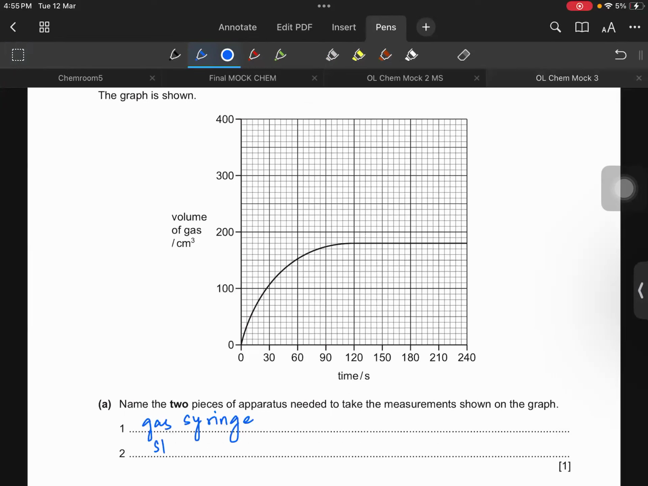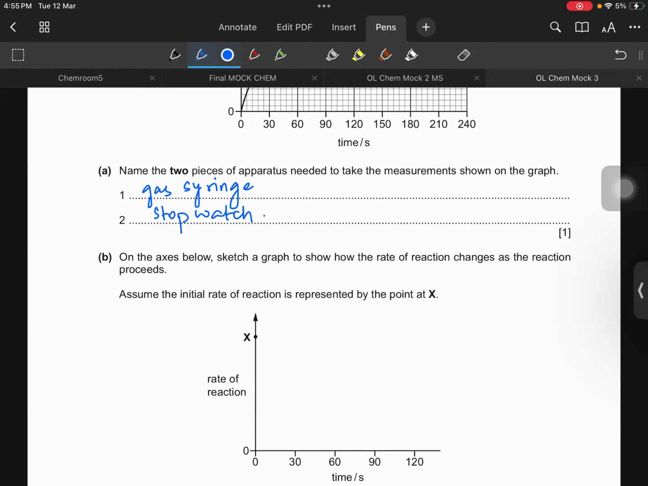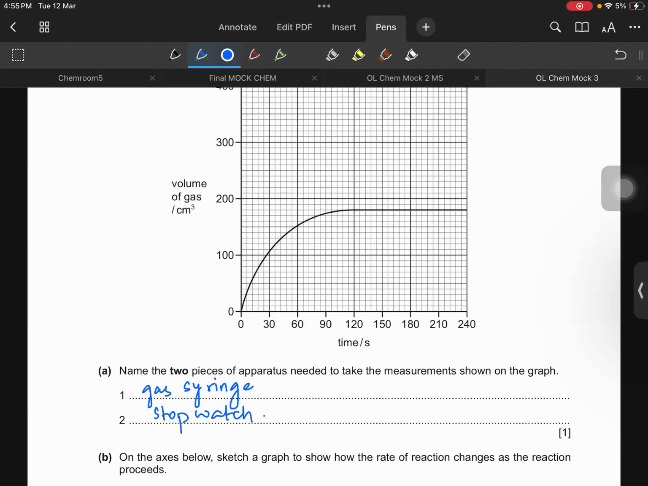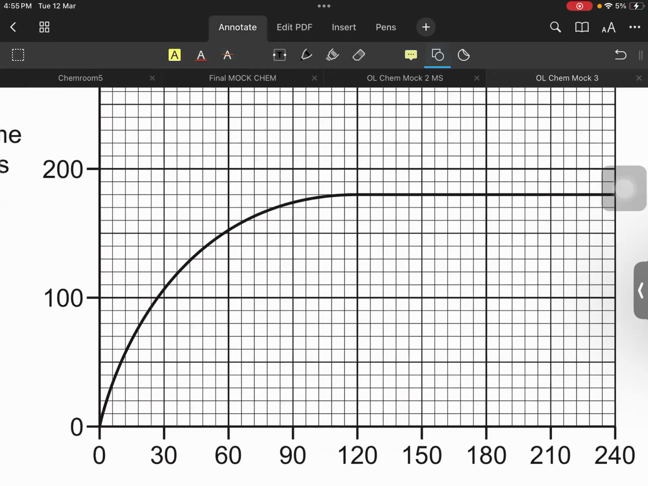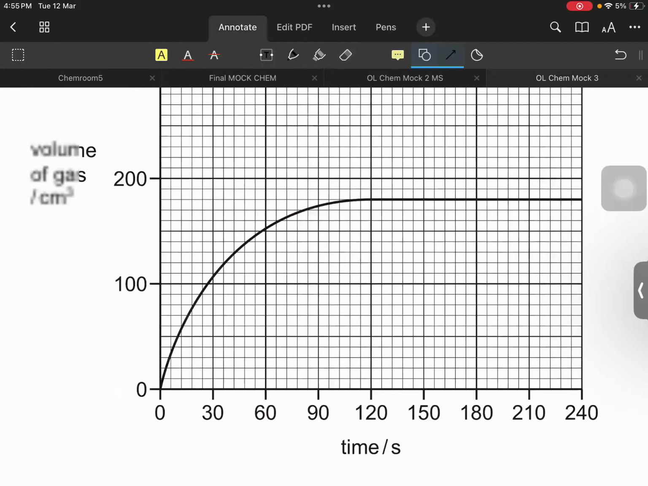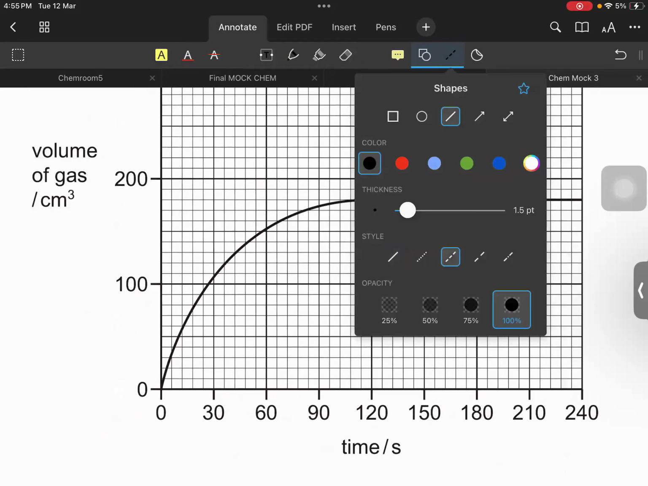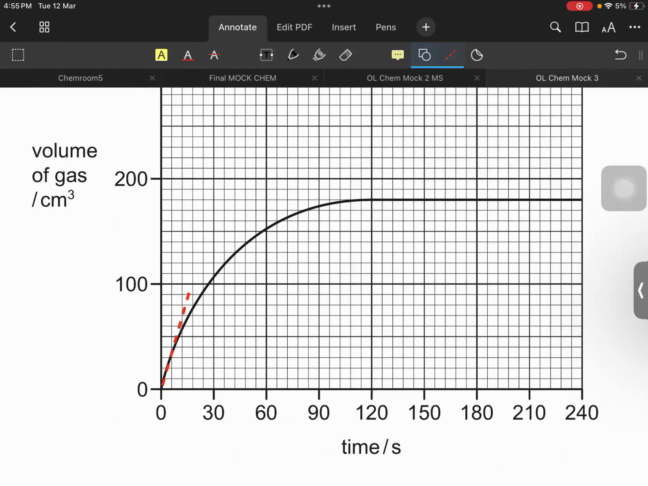Stopwatch for measuring the time. On the axis below, sketch a graph to show how the rate of the reaction changes as the reaction proceeds. Assume the reaction is fastest at the start, and later a horizontal line forms to indicate the reaction has stopped. If you notice, the reaction slows down. The reaction is the fastest in the beginning because the tangent is the sharpest, the steepest.